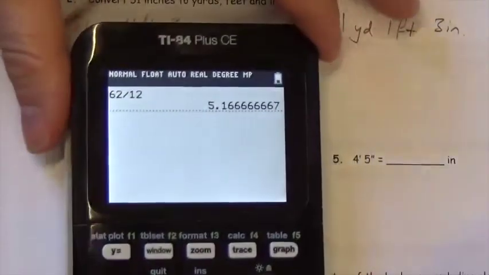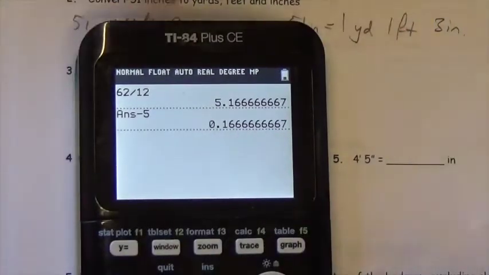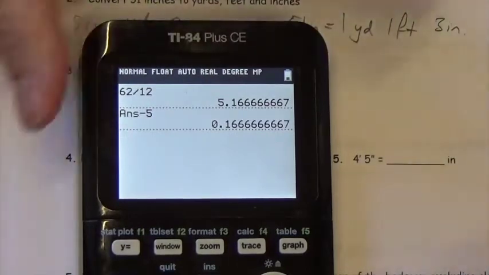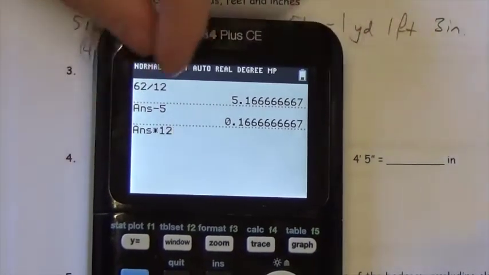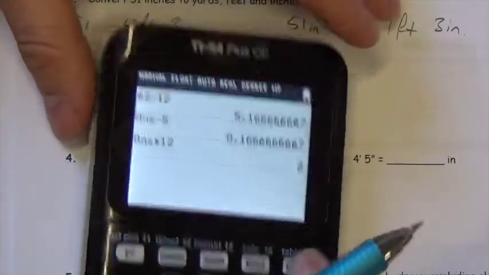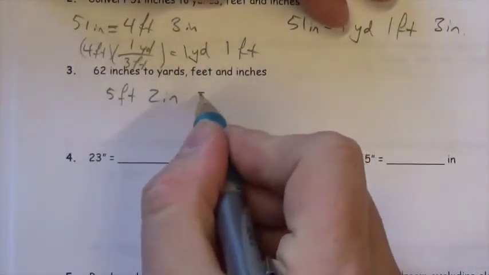Now what I'm going to do is figure out what that leftover bit is. So I'm going to subtract the 5 off of that, just because I knew what the 5 was. It was 5 full feet. And now this is 0.166, so 1/6 of a foot. So I'm going to multiply that by the 12 inches in a foot. I just want to see what fraction of a foot we got. What have we got left here? 2 inches. So this is the same as 5 feet, 2 inches.